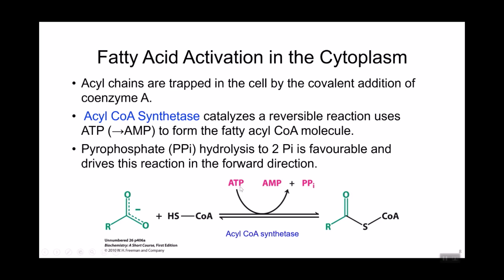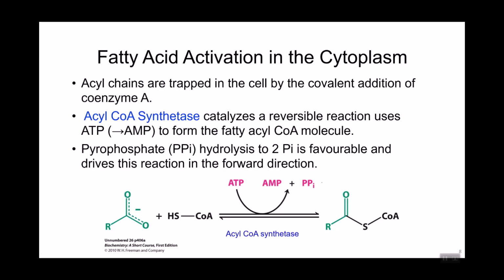The enzyme that catalyzes this reaction is called acyl-CoA synthetase, and it's going to use ATP as the energy molecule, but we actually make an AMP product where we couple it to acyl-CoA synthesis. The reaction that acyl-CoA synthetase is catalyzing is actually reversible under cellular conditions. It's the production of the pyrophosphate that's going to help drive this reaction in the forward direction.